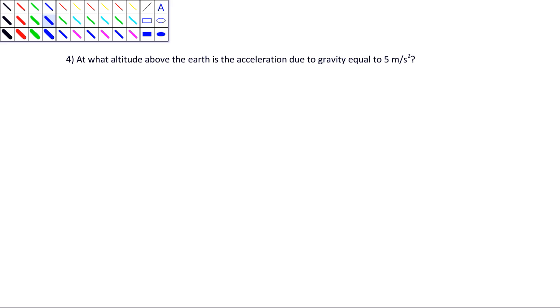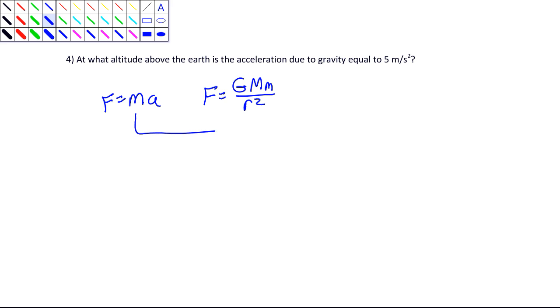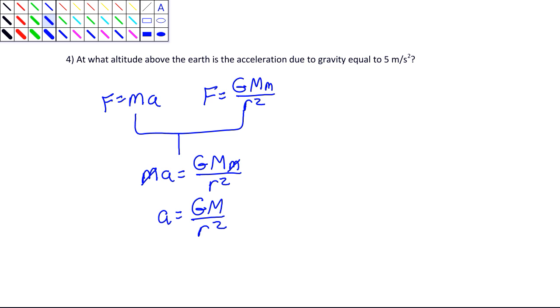All right, let's see. At what altitude above the Earth is the acceleration due to gravity equal to 5 meters per second squared? Well, we know F equals ma, and F equals G M m over r squared. So if we put these two together as we did in class, we say ma equals G M m over r squared, and our masses cancel. We get this expression for a, and we can calculate this. But now instead of a being 10, as it is on the surface of the planet, it's going to be 5 meters per second squared.